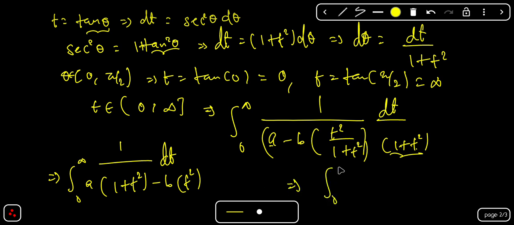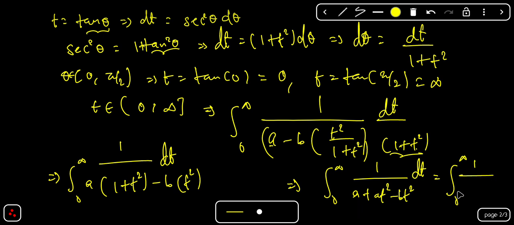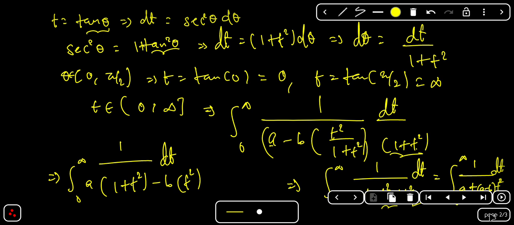The integral from 0 to infinity of 1 over a. You can open the bracket. So a times 1 is a, plus a times t square will give us a t square, then minus b t square, dt. Which is also equal to the integral from 0 to infinity of 1 over a plus, so what do you notice here?